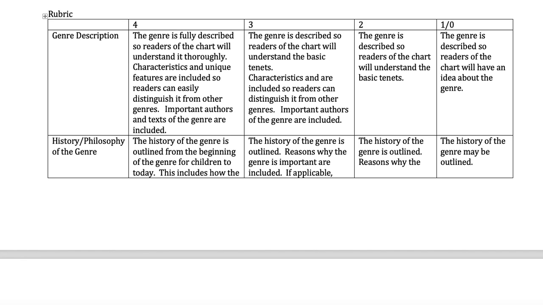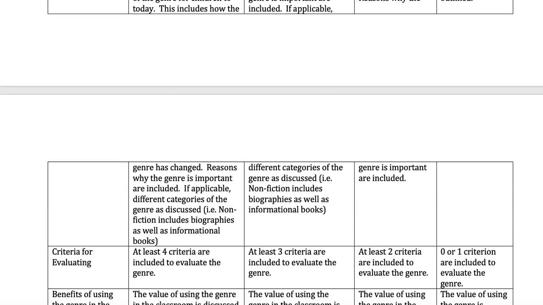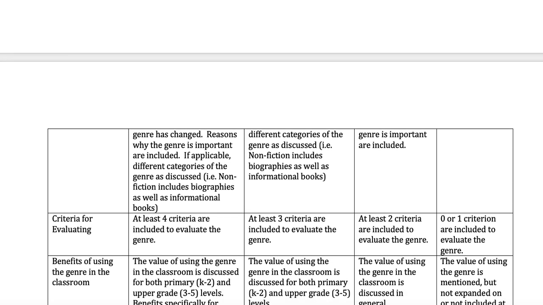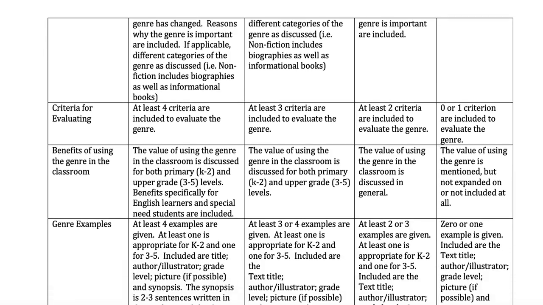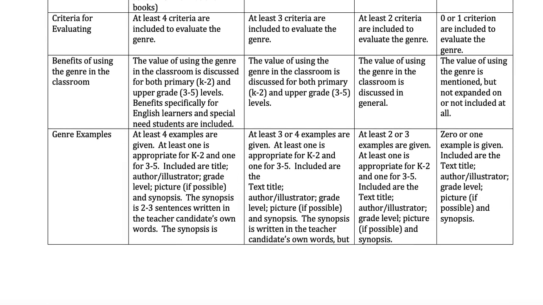Just for a 4, outline it from the very beginning to where we are today and how it's changed, why it's important. If there's different categories within your genre, please make sure that you include those also. The next category is criteria for evaluating the genre. And you can see that at least 4 criteria are included to evaluate. And again, you can find those right in your textbooks.